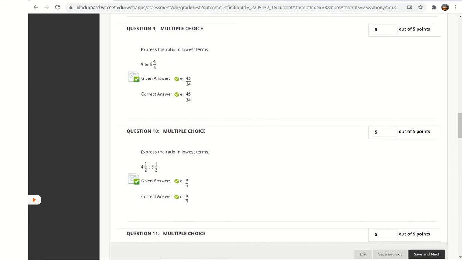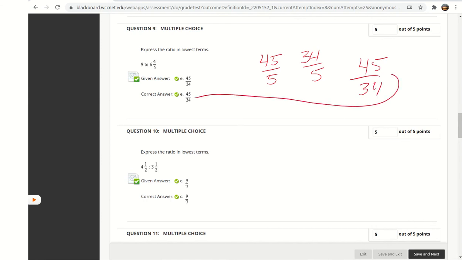Number 9, again, we've got a fraction. If we take the first one and convert it to fifths, 9 times 5 is 45. And 6 and 4/5 is 6 times 5 is 30, plus the 4 is 34/5. So now we have 45 over 34. 4.5 to 3.5. Of course, when you change that, it's going to be 9/2 and 7/2. Cancel that out, 9 over 7.